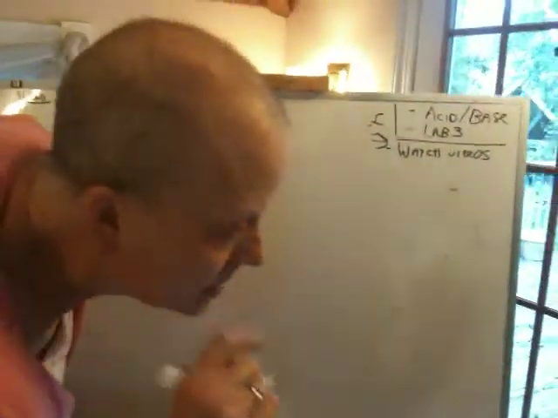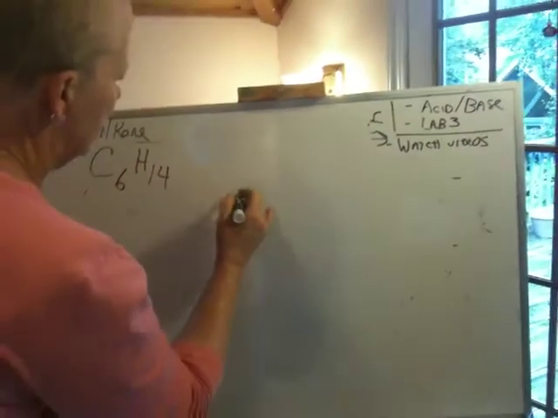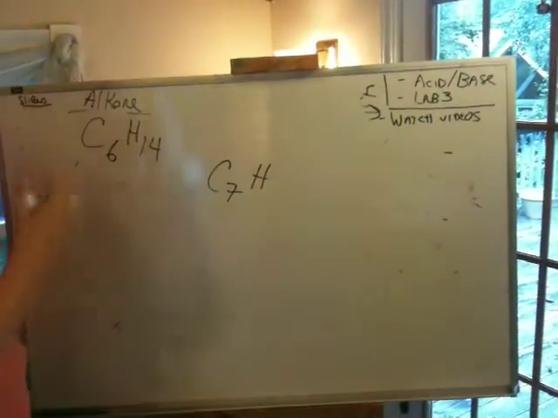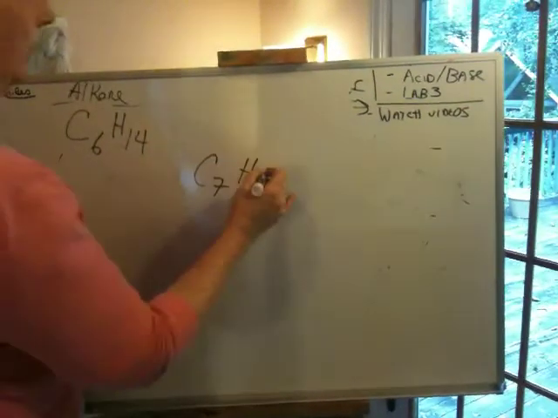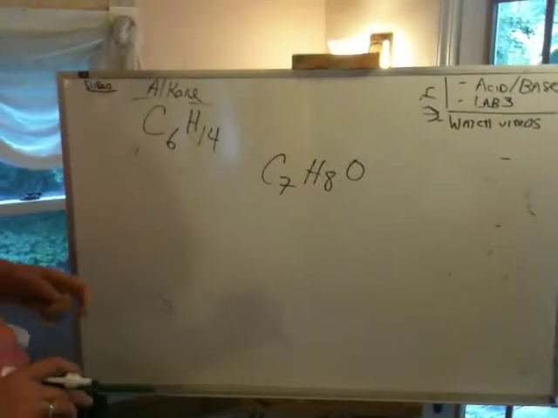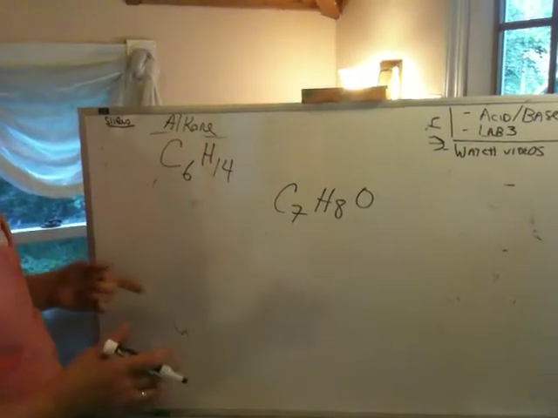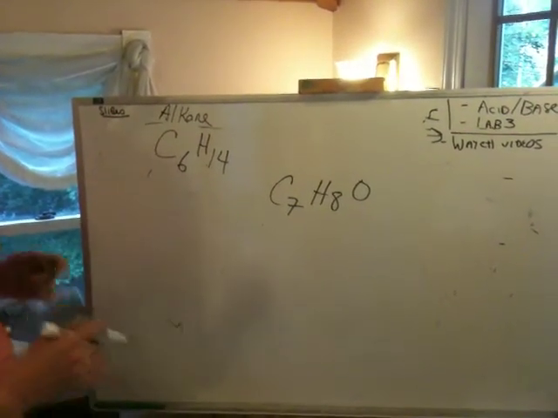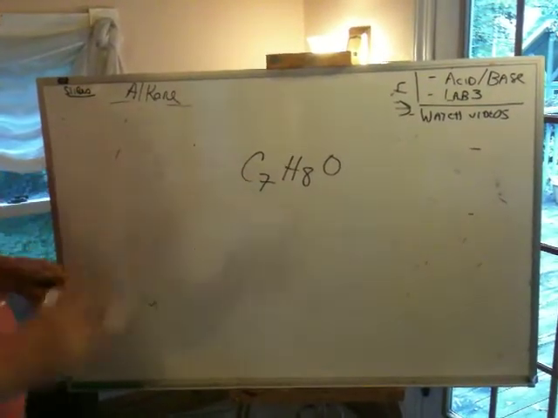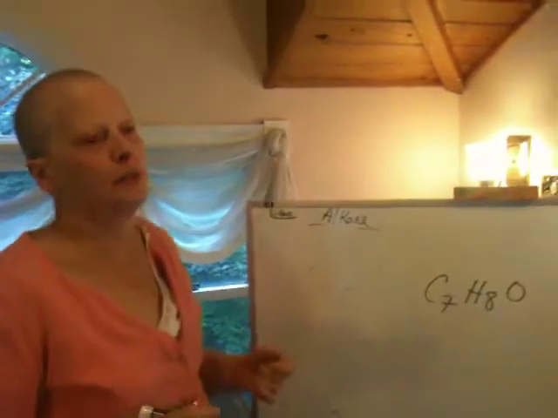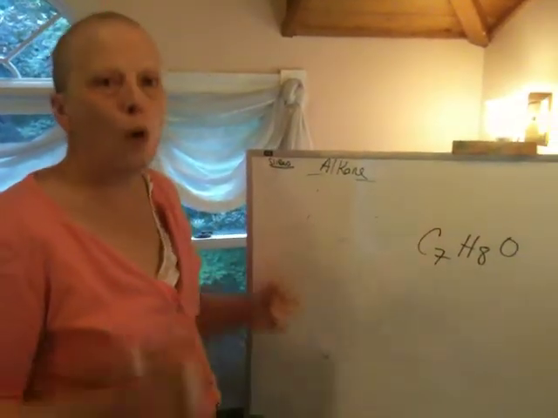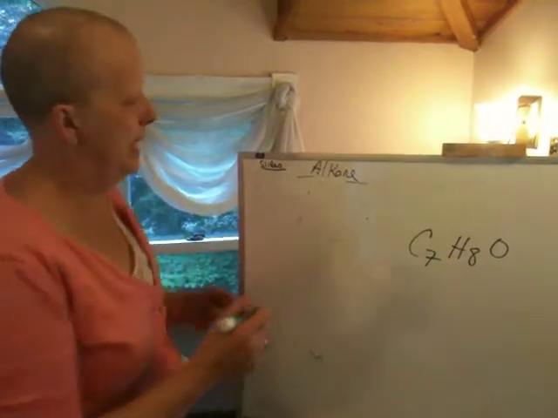So this is C7H8O. Okay? So what's the deal here? Again, use the alkane formula. Why do we use the alkane formula? Alkanes have no double bonds, no rings, no triple bonds. They have all the hydrogens they could possibly have.